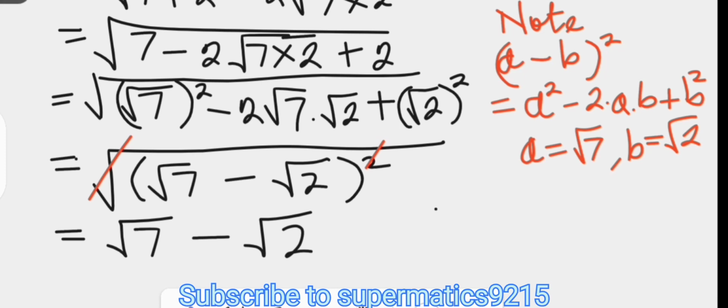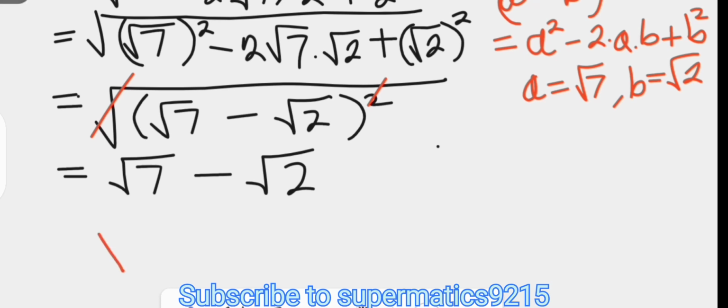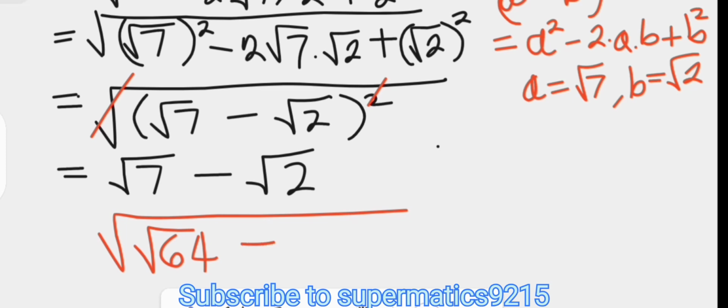We believe you have learned something from the manipulation of these nested radicals. You can work out this, the square root of 64 minus the square root of 60.